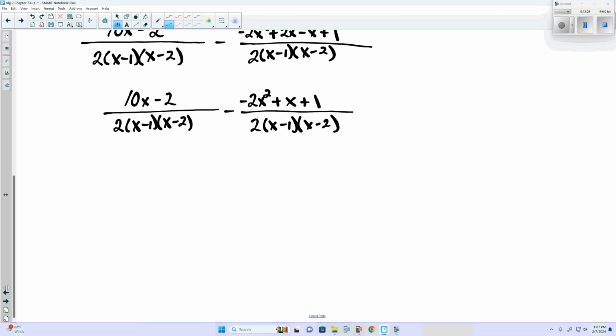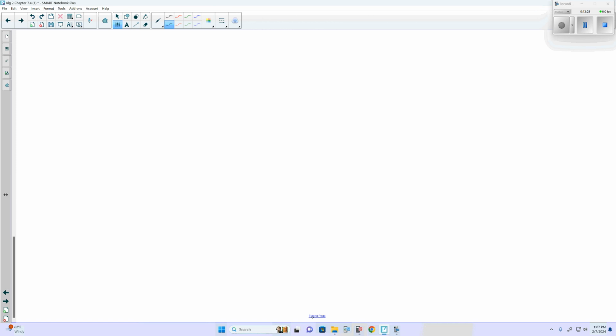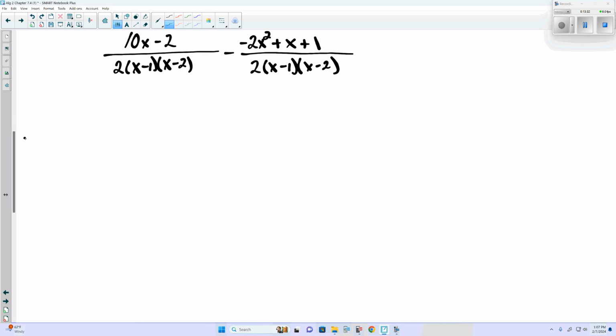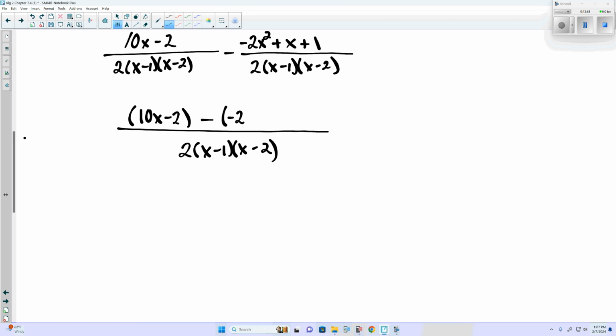Now at this point we're going to subtract. Our denominators, since they're the same, are just going to become 2 times x minus 1 times x minus 2. And we're going to subtract our second numerator from the first. So we're subtracting our 2 numerators.